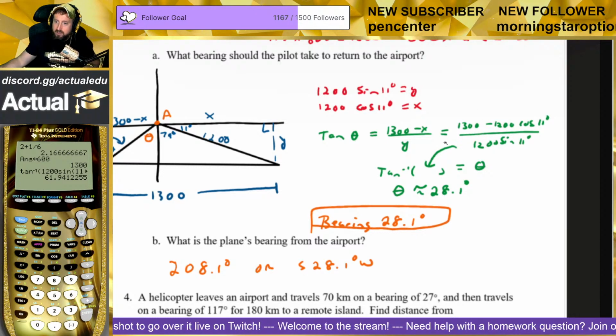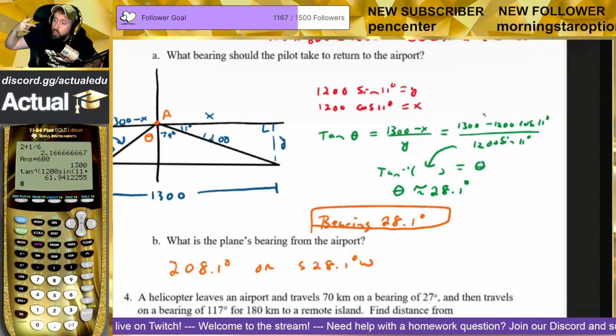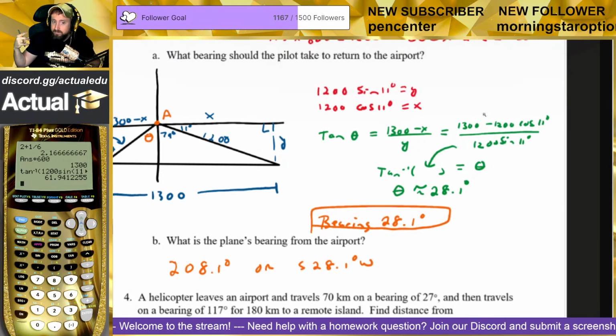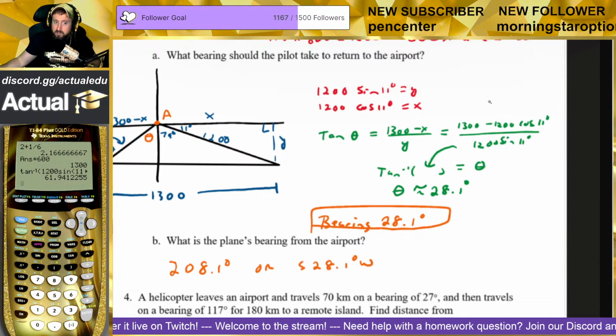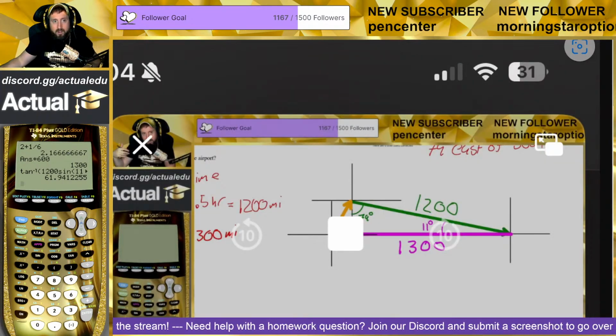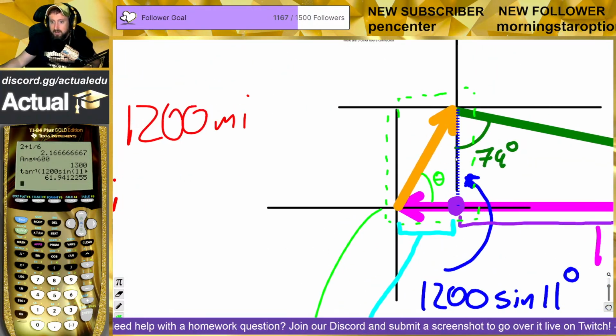We're close. Do you see how he has arctangent? He has it flipped. I'll show you why he has it flipped. The only difference between our answer and his answer is that instead of doing opposite over adjacent, he does adjacent over opposite. And the reason being is he's figuring out this angle as the bearing, which I guess makes sense.